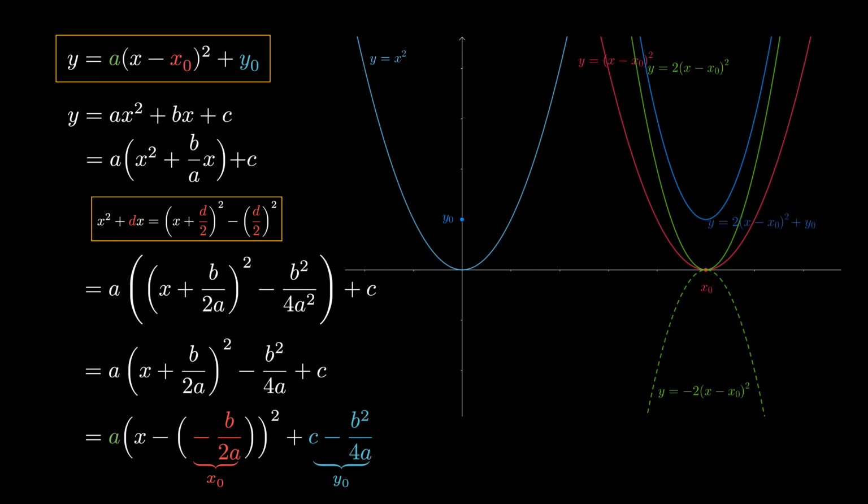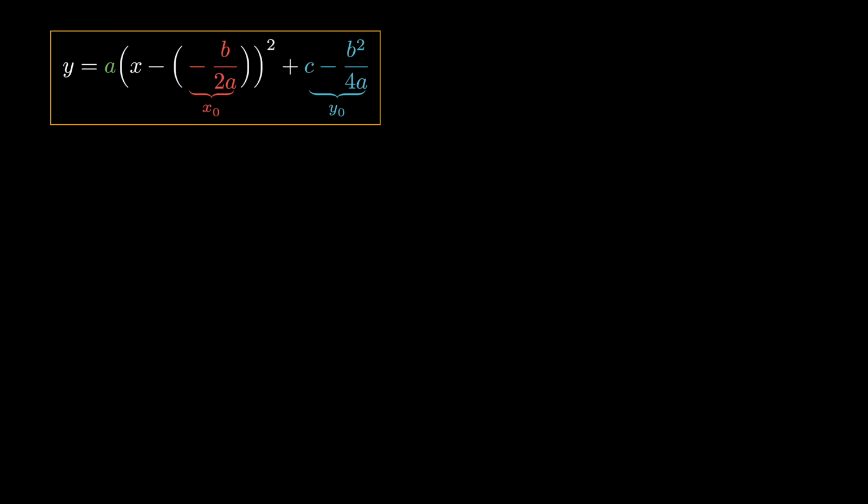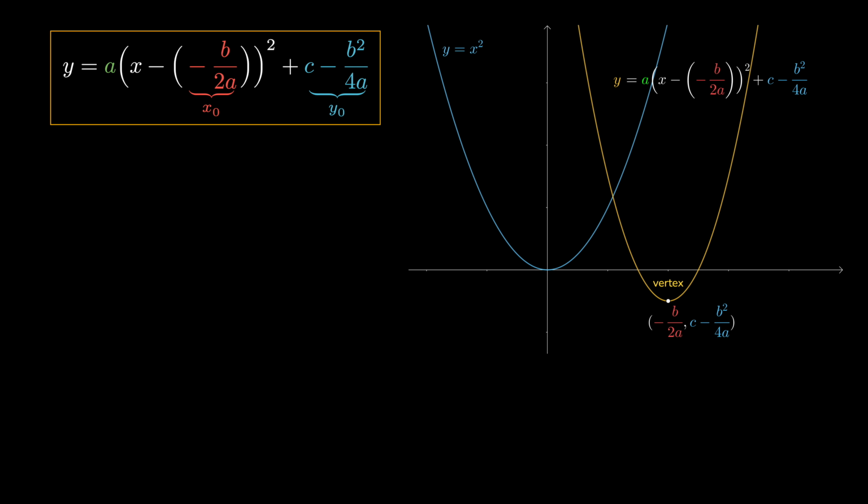Now, to tie everything together, let's interpret these three constants that we got, the a, x0, and y0, and see how it connects with some formulas you may have seen before. So again, this is the vertex form that we got, and it scales y equals x squared by a factor of a and shifts it to a new minimum point called the vertex of the parabola. That's why we call it the vertex form of the parabola, because it directly reveals the numbers x0 and y0, the coordinates of the vertex.